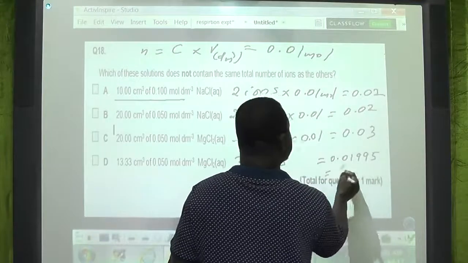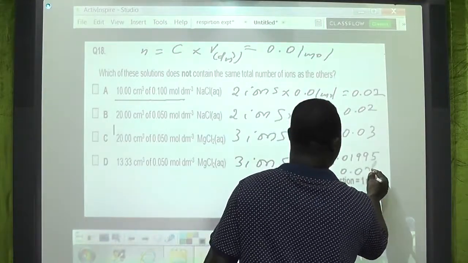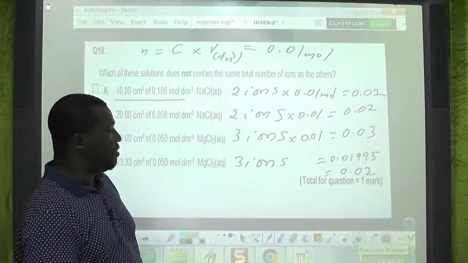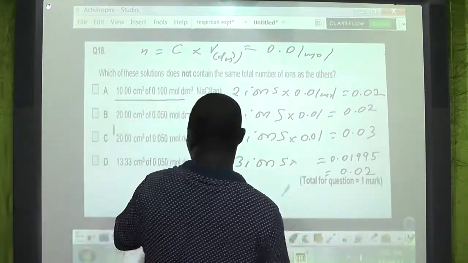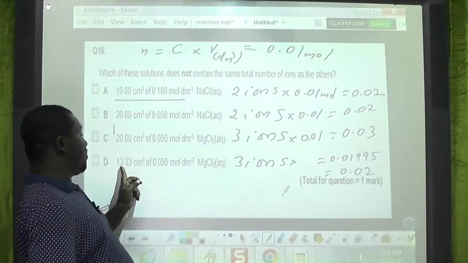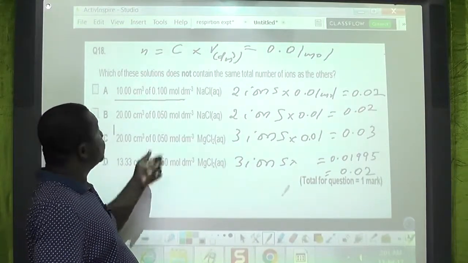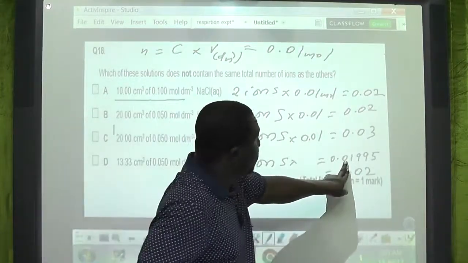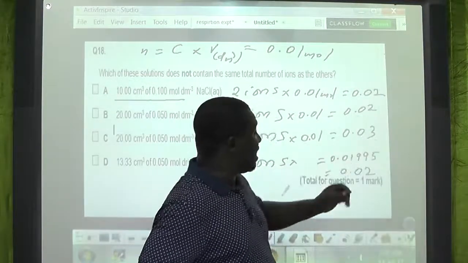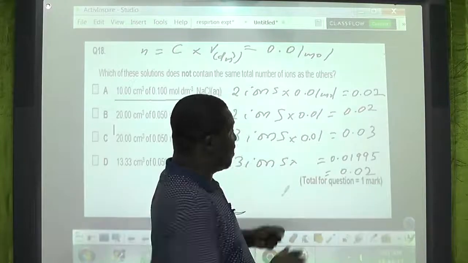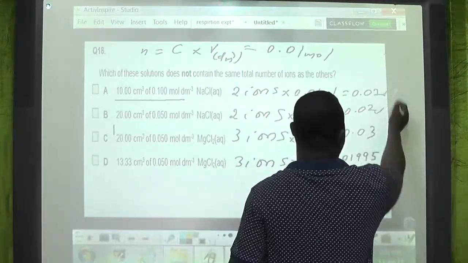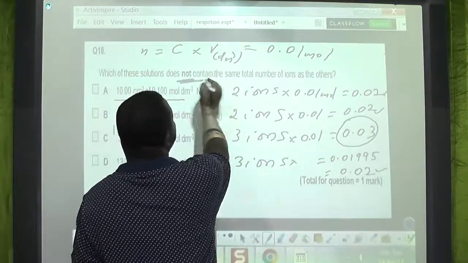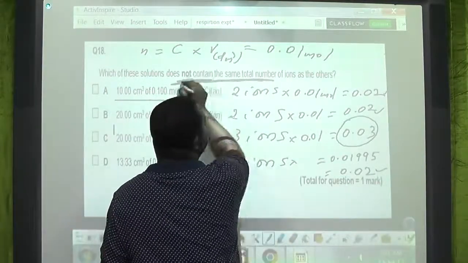I get 0.0995, which is the same thing as 0.02 as my final answer. So when I multiply this one by the answer I got when I did this, 13.3 and 0.05, if I use this formula, I get an answer. When I multiply it by 3, I got 0.019995, like that, which is approximately the same. These and these are the same. This is the only one that's the odd one out, and that's what they are looking for, which does not contain the same total number of ions.